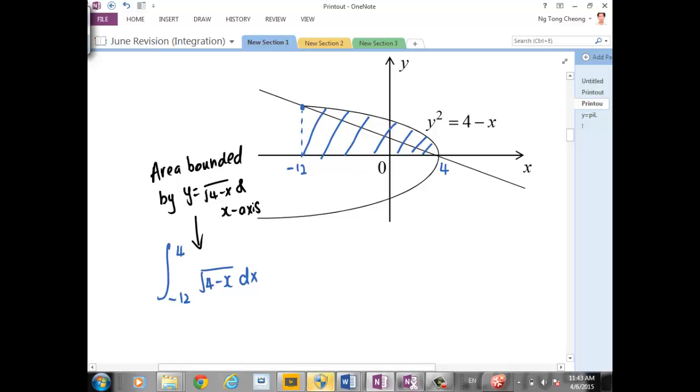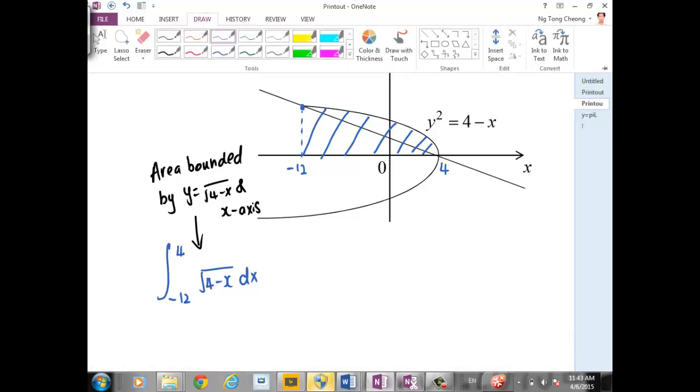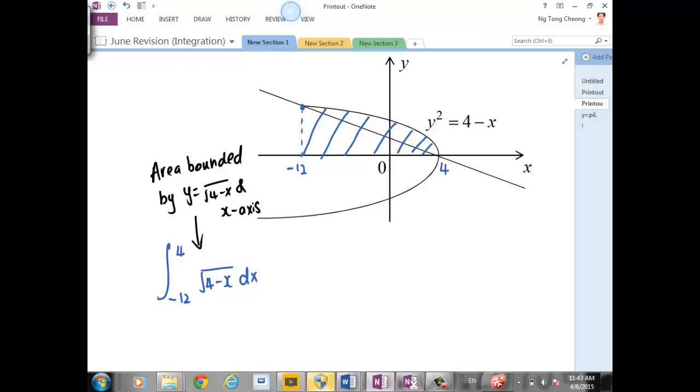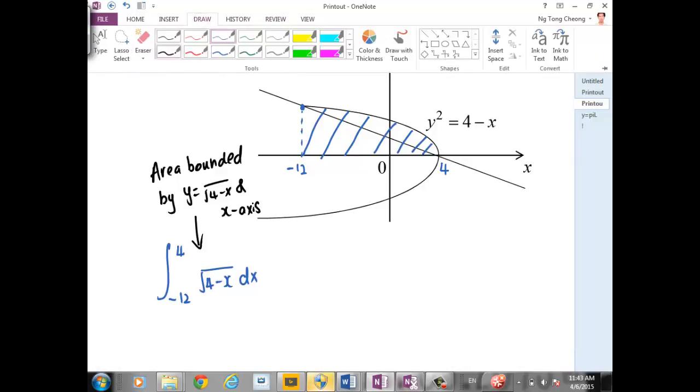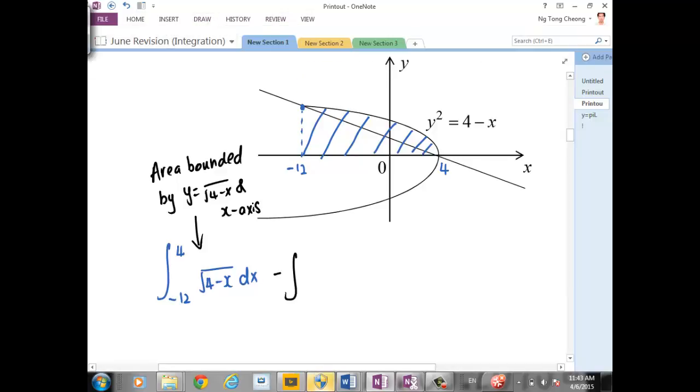But then you realize that it's not the one that I want, so I need to minus something that is redundant, which in this case is the area that is under the straight line. My straight line is given to you, it's the same as this. So I'll just minus away this.